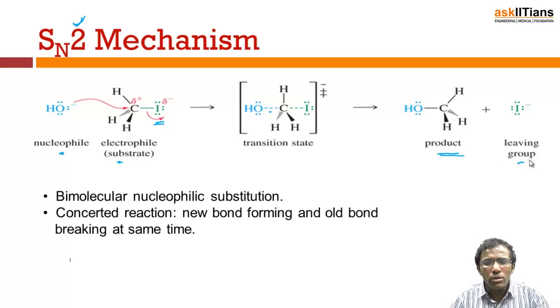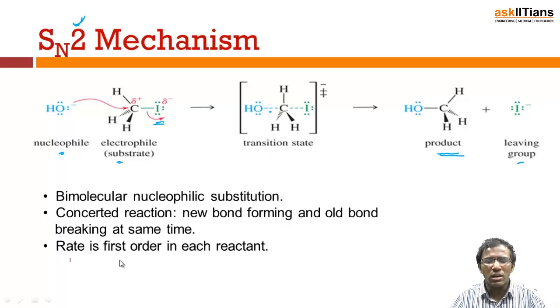So it is bimolecular because it involves only one step and two species are involved. You see the new bond forming and the old bond breaking at the same time. One bond will be broken and simultaneously the other bond is going to be formed. You can observe that in this transition state. The rate is first order in each reactant, and here there is an inversion of the configuration.